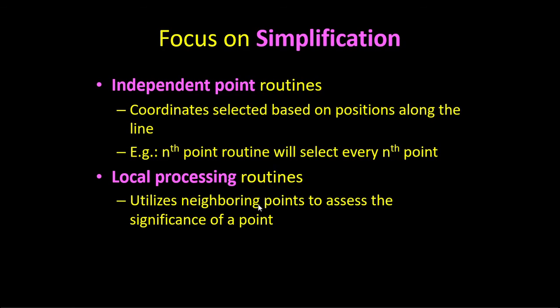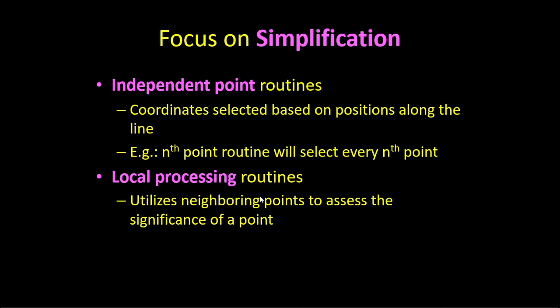There's 5 different ones that the textbook mentions. The first one is called independent point routines. And it's just trying to keep the ones in which you put in a formula, say, I want to keep every 8th point, or I want to get rid of every 9th point. And so essentially what it does is it just goes through and does that. However, one of the problems is this doesn't really take into account the neighbors around various points.